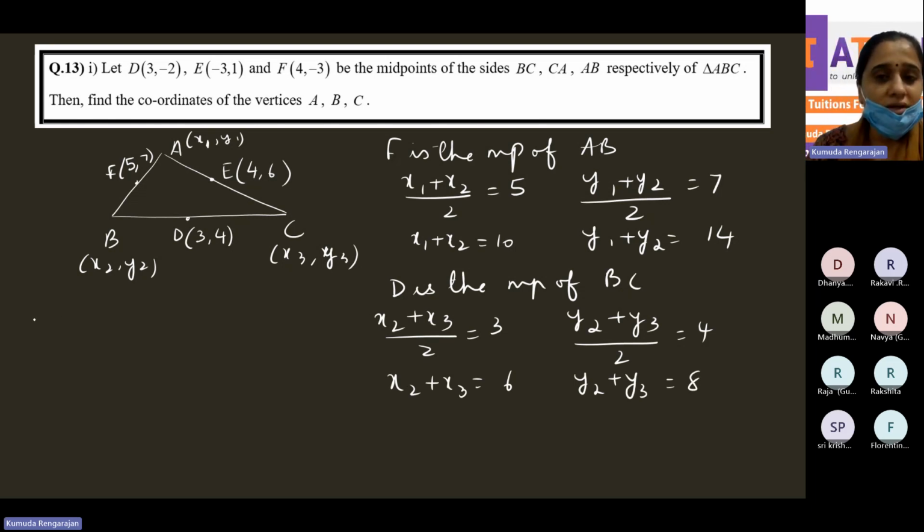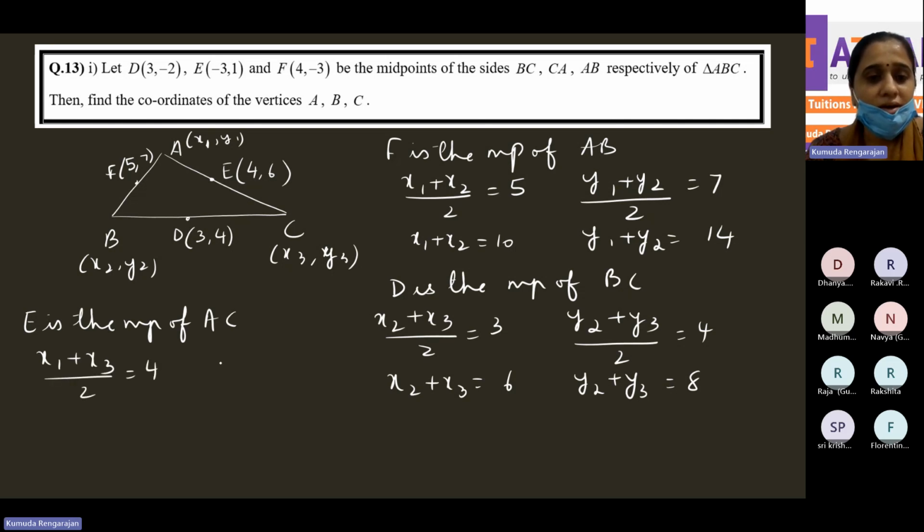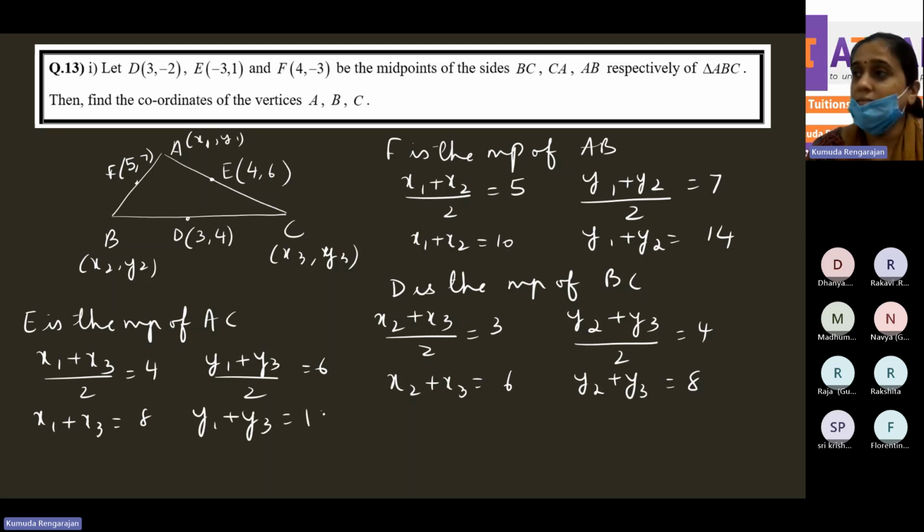Then E is the midpoint of AC. So we have (x1 plus x3) by 2 is equal to 4 and (y1 plus y3) by 2 is equal to 6. So we have x1 plus x3 is equal to 8 and y1 plus y3 is equal to 12.